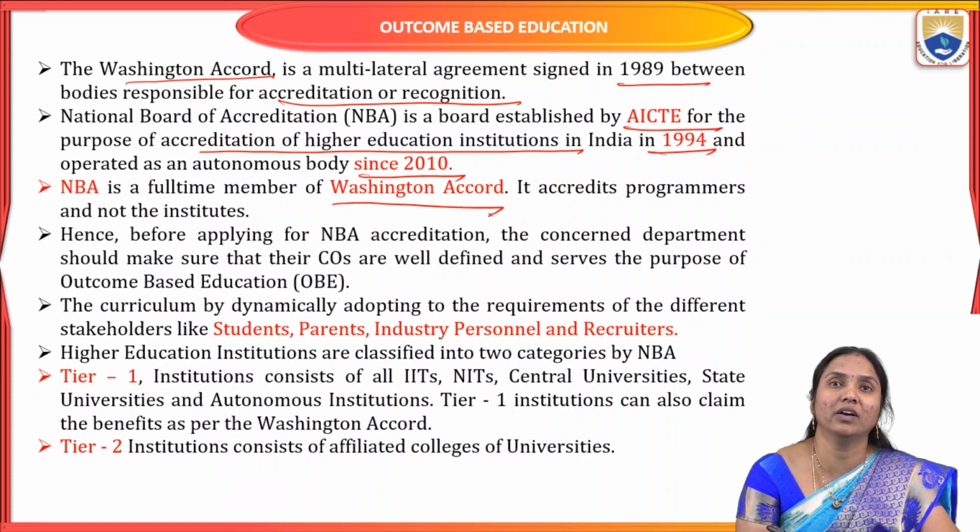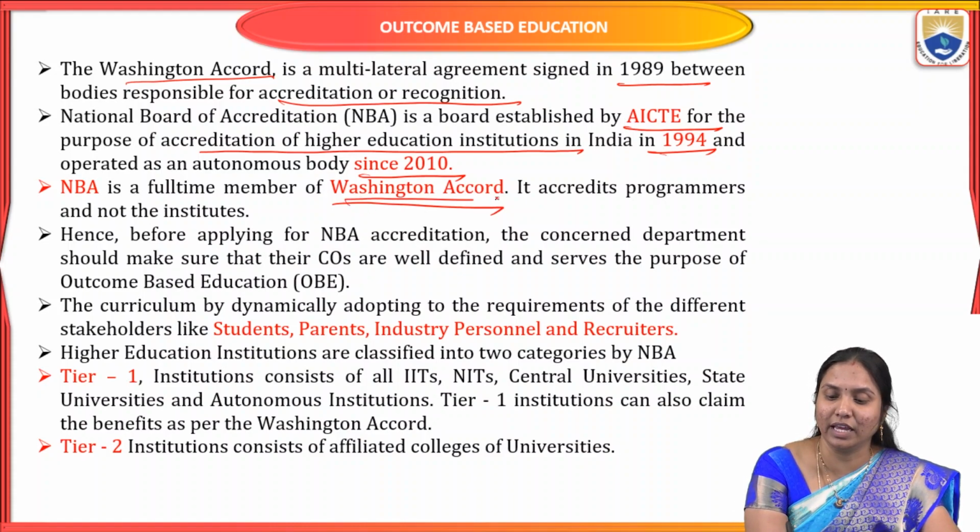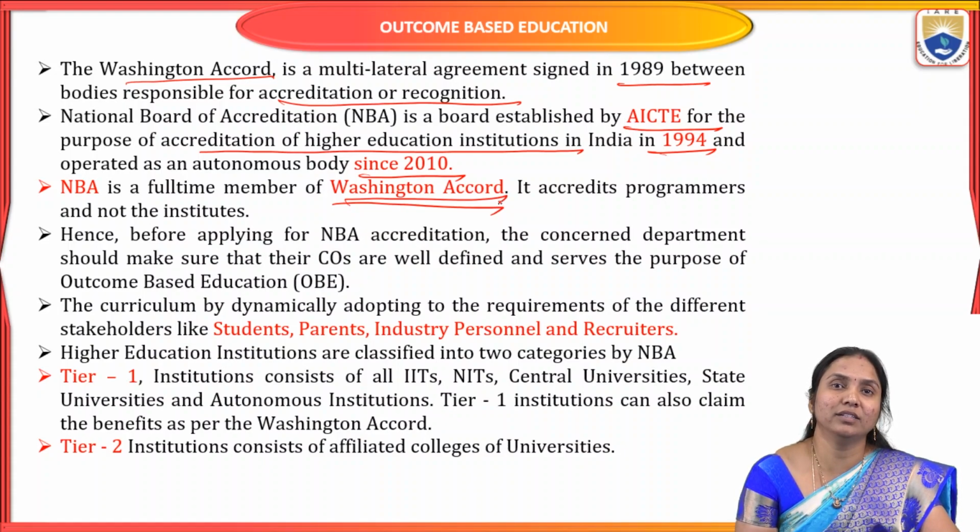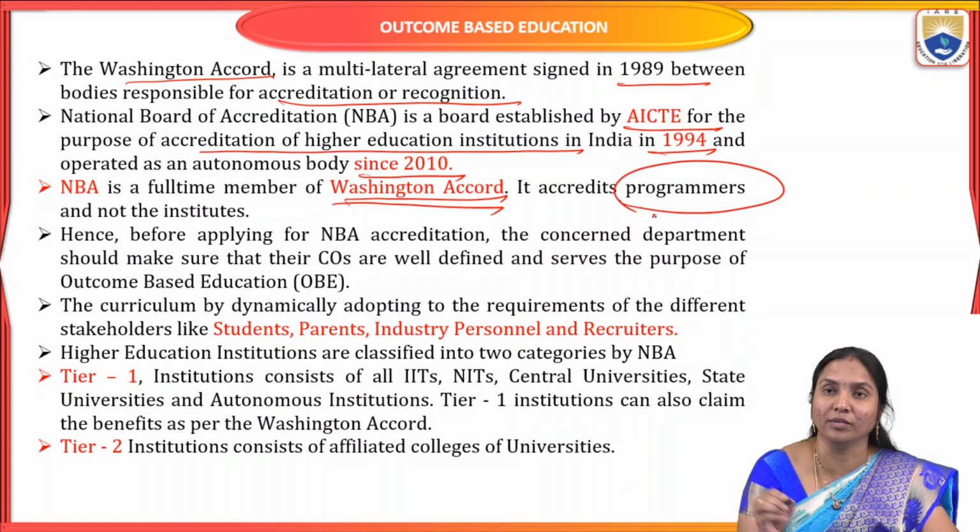So the Washington Accord is a multilateral agreement, as we already know, signed in 1989 between the bodies responsible for accreditation and recognition. Here, the National Board of Accreditation is a full member of the Washington Accord. It accredits programmes and not the institutes. It accredits programmes only.